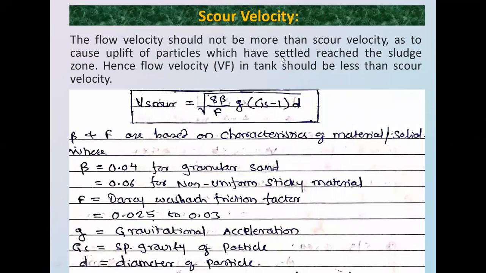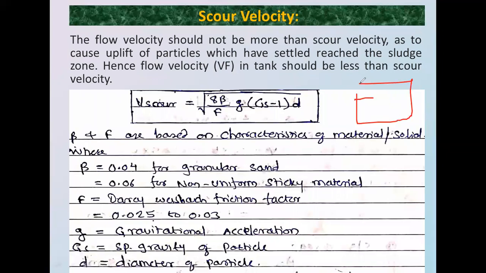So next point is scour velocity. So what is scour velocity? Its name itself, you can get the meaning of it. Scouring is nothing but, we can say, removing, or we can say weathering of that particular substance. Now here scour velocity is related to the scouring of the sludge.